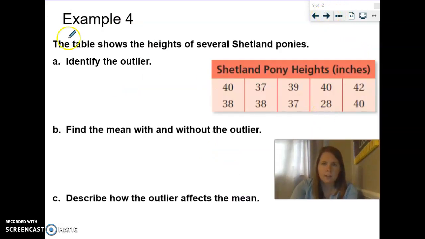All right. So example 4, the table shows the height of several Shetland ponies. So have you ever seen those Shetland ponies that are kind of the small ones? I believe they're the ones that have kind of those really long manes to them. So what we need to do in this data is we need to identify any outliers.